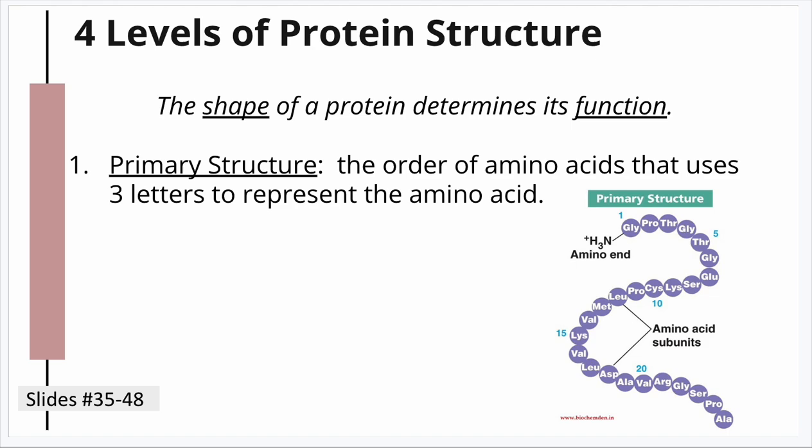Now again, structure determines function. So the shape of our protein, once we link all of these amino acids up together through the peptide bond, we have the possibility to form some different three-dimensional shapes. The simplest shape of our protein structure is our primary structure. This is basically a chain, and the way we look at this is we look at the order of amino acids, using those three letters to represent each amino acid.